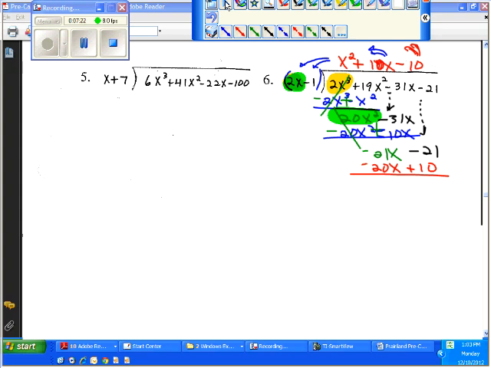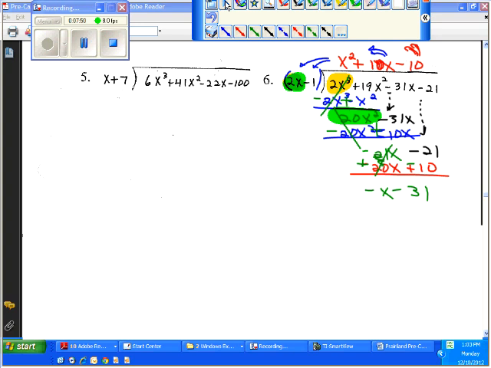Negative 20, thank you. Negative 10 times 2x is negative 10x. And then we're going to subtract in the way of changing the signs and adding. Those cancel, and we get, those don't cancel. Whoops. Those do not cancel. We get negative x.